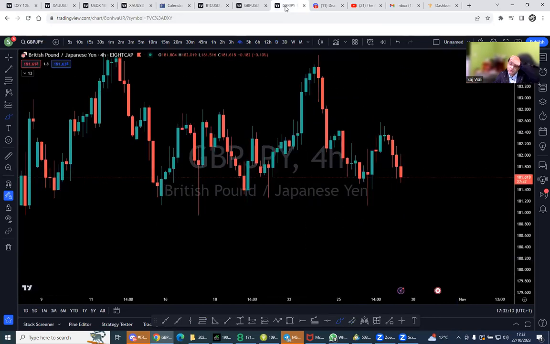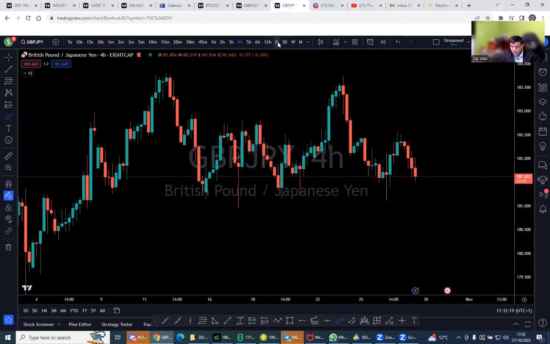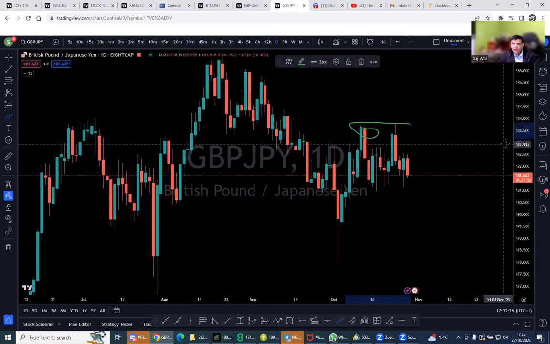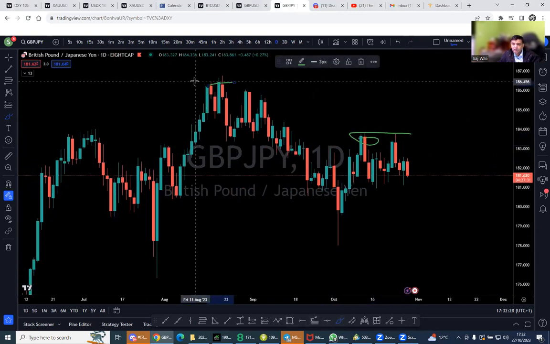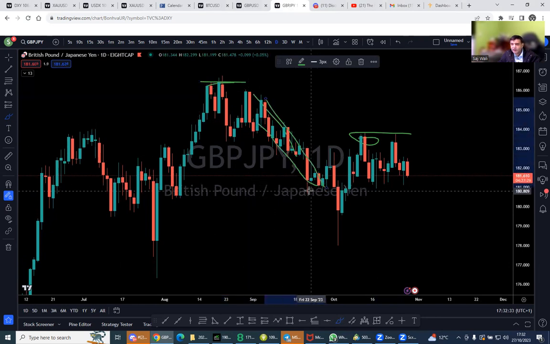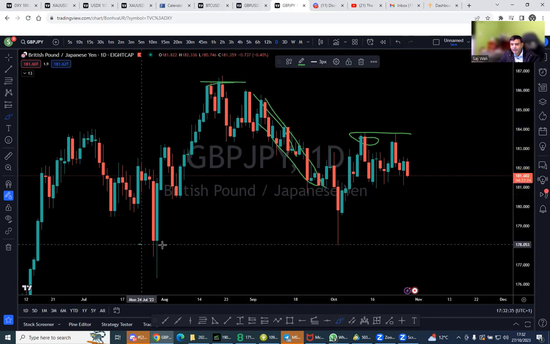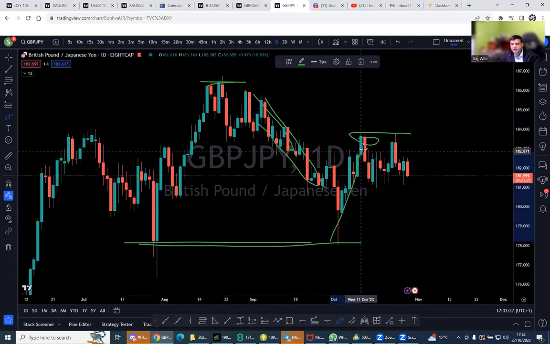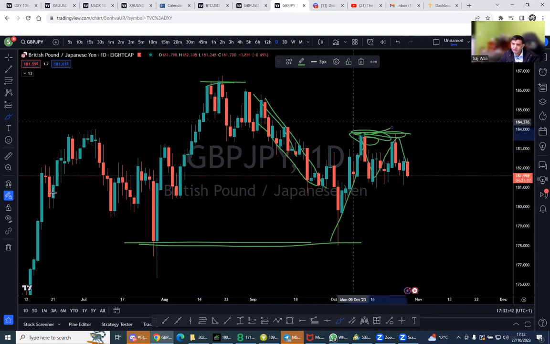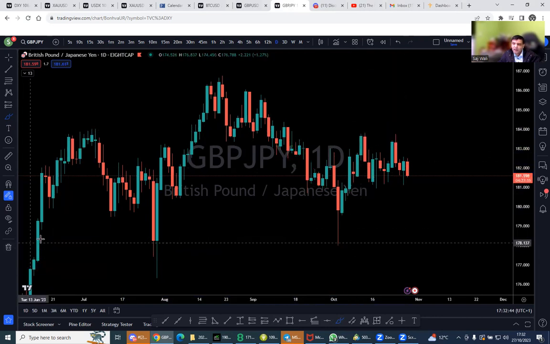And what about GBP JPY? Very interesting situation if you use 4 hour, which you should do always. Let's go daily first of all. And daily, what do we have? Double top here, double top here, and bearish scenario here. And we got double bottom here, rejection, and there's a double top here in daily also.